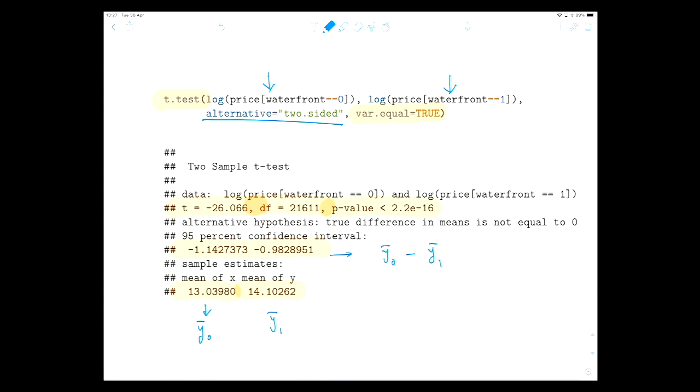Does everybody get that? And then based on all of the information that we have in that output for the t.test, we can again come to the same conclusion, which is that the mean of the log price of a waterfront property is different from that of a non-waterfront property. That's your basic statistics. Over here we've not really talked about regression and so on.